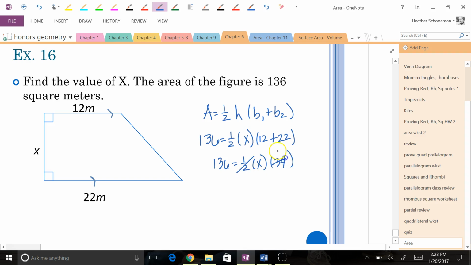Take half of what's convenient, that's 17. So I get 136 equals 17x. In your calculator, 136 divided by 17 is 8, so the height is 8, and again, it's just meters because it's a length, not area.